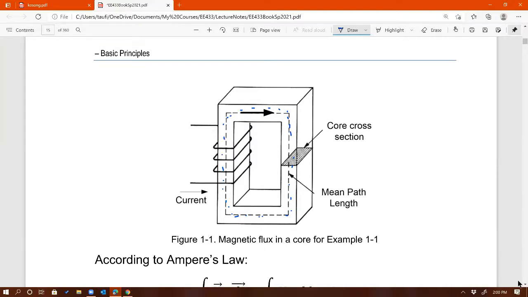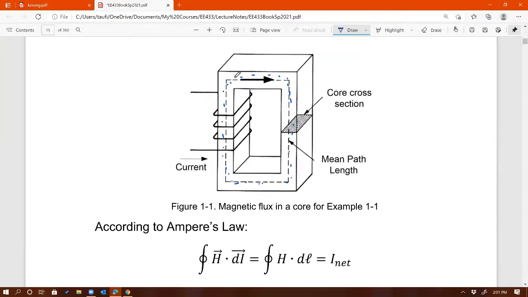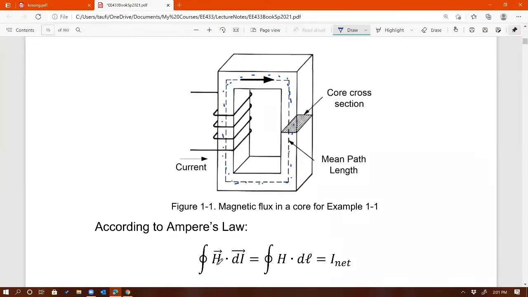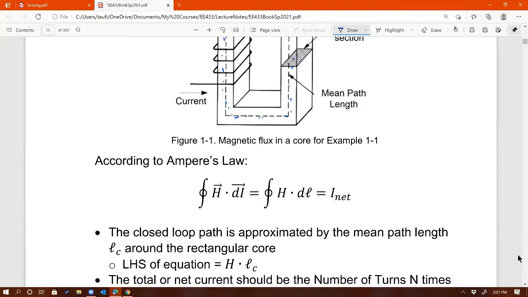Okay, so let's see. How do you calculate the field intensity for this example? Again, you have n number of turns, and current flows that way. If you use the right-hand rule, then flux inside the core would flow upward on the left leg of the core. And then there's the cross-sectional area of the core. And so again, you're applying that same equation, Ampere's law: the integral of H with respect to dl is equal to I net. There, now that one I use L.